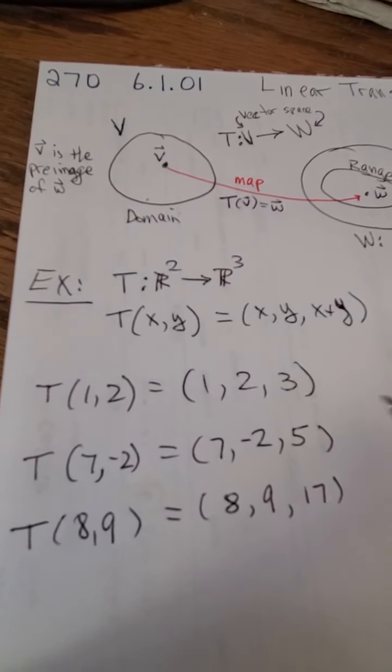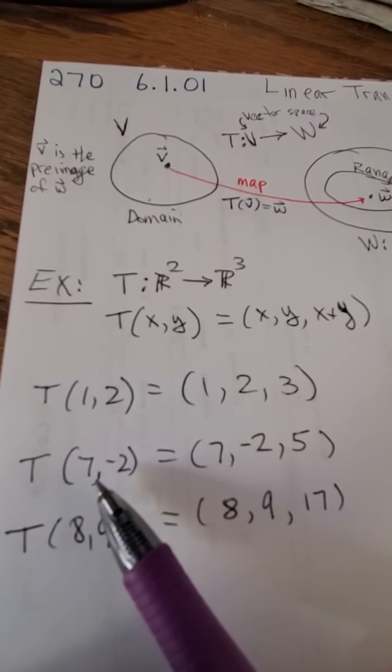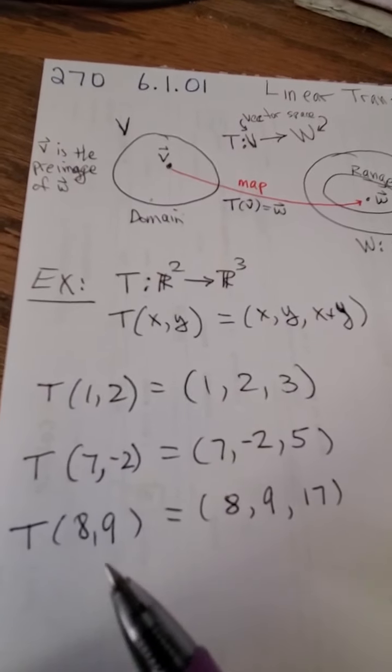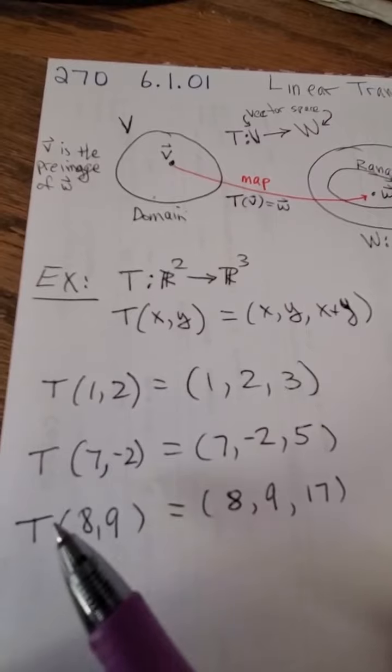So I'm sure you figured out that (7, -2, 5) is the image of (7, -2) under T, and (8, 9) is the preimage of (8, 9, 17) under T.